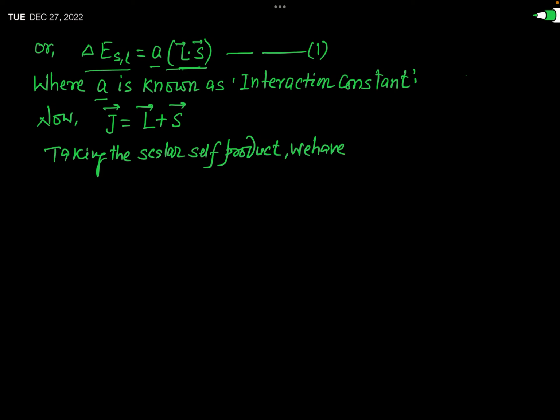Let us see. You have to find J dot J. This is called a scalar self product. It means you have to find the scalar product of J with J. Now as J is equal to L plus S, so you can write it as (L plus S) dot (L plus S).